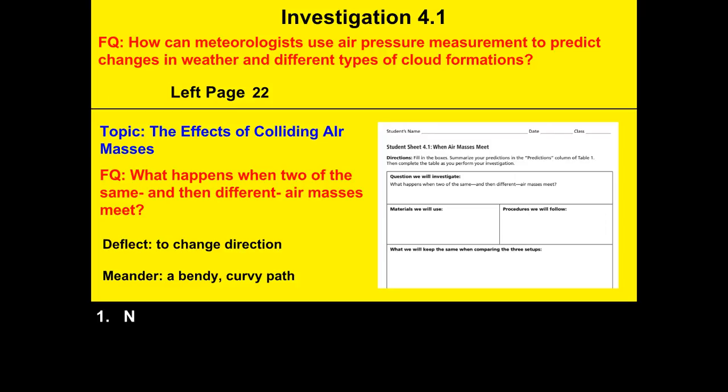The topic is the effects of colliding air masses. What happens when two of the same and then two of the different air masses meet. And we're going to be having a student sheet today, student sheet 4.1, When Air Masses Meet.